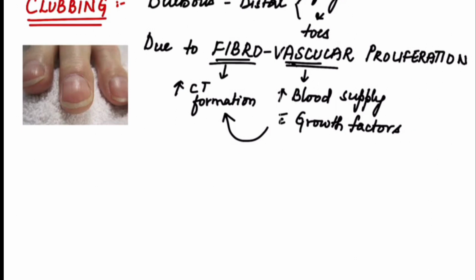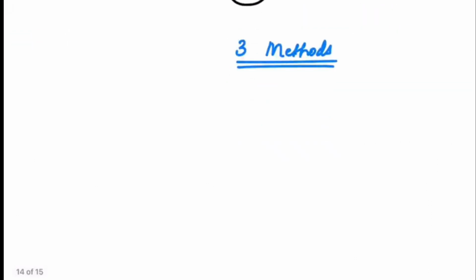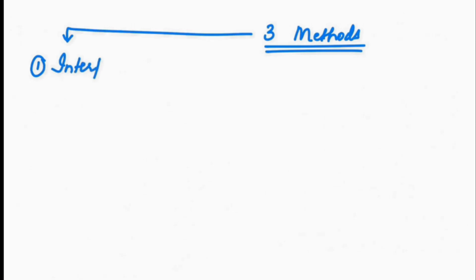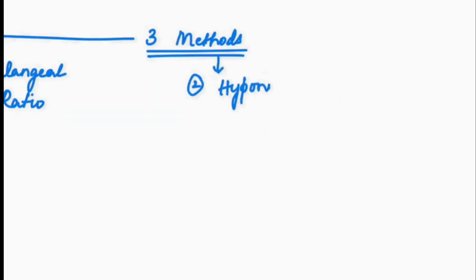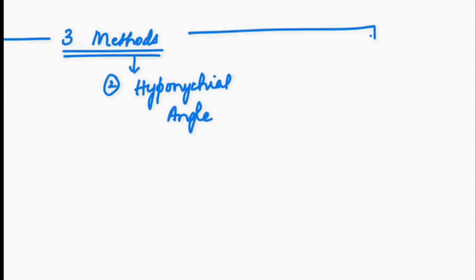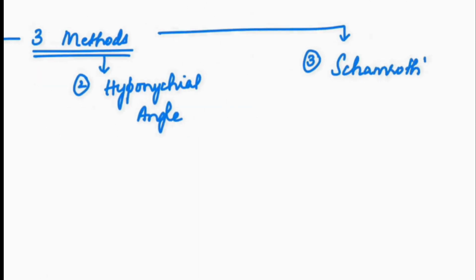So this is the picture of clubbing. Now there are three methods for estimating clubbing. First is the interphalangeal depth ratio, which is an outdated method. The second is the hyponychial angle, and the third one is the very familiar one, that is the Shamroth sign.